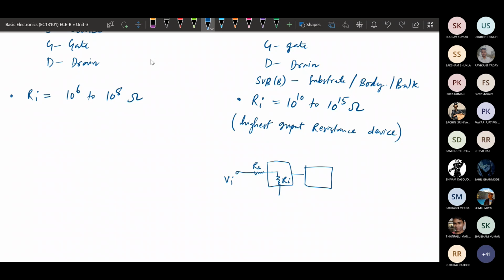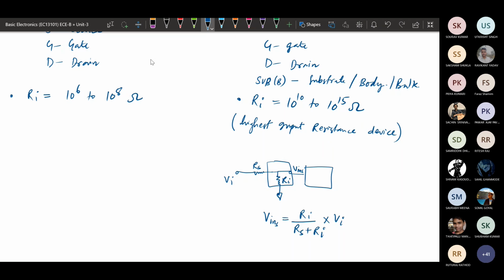Suppose this is the series resistance Rs associated with the input that we are applying. If Ri is very high, then the voltage across this Ri will be the input voltage to the system. So the input voltage to the system will be given by Ri divided by Rs plus Ri, multiplied by the input voltage.